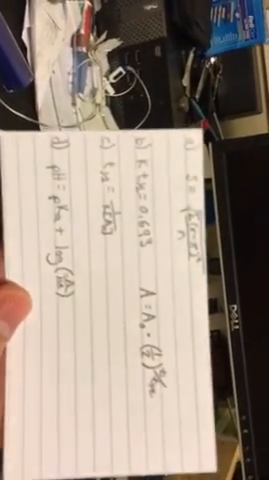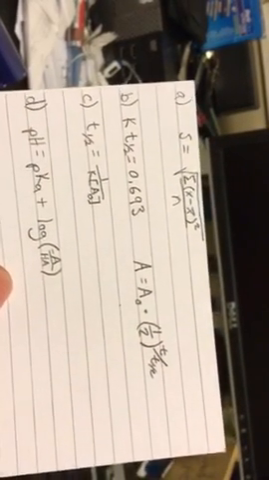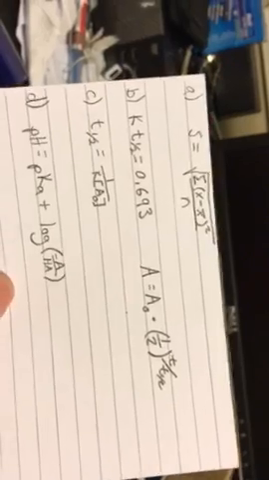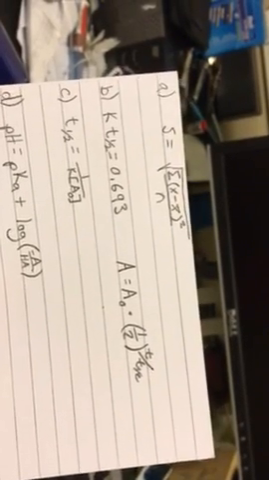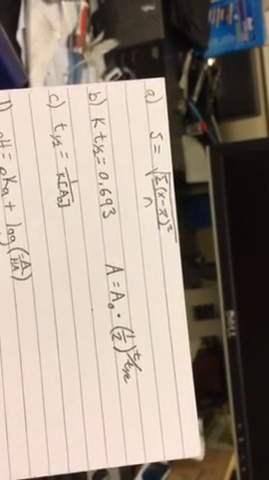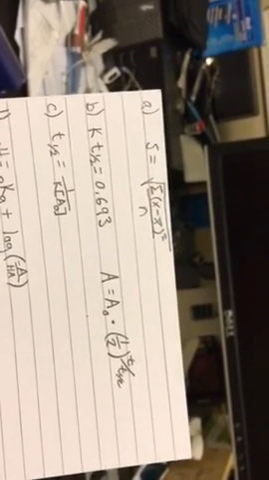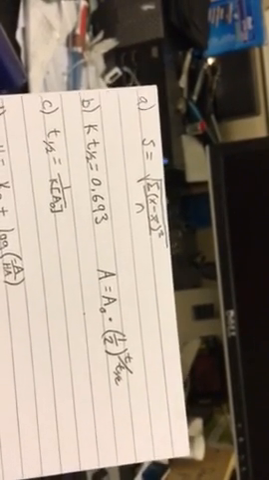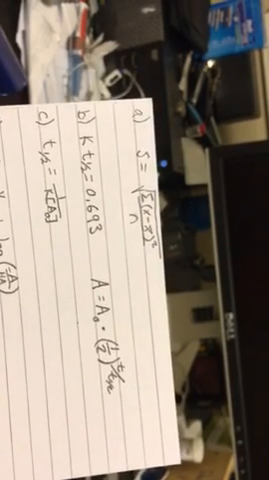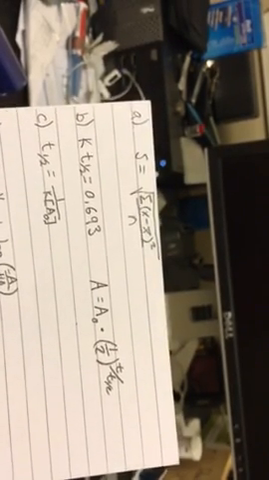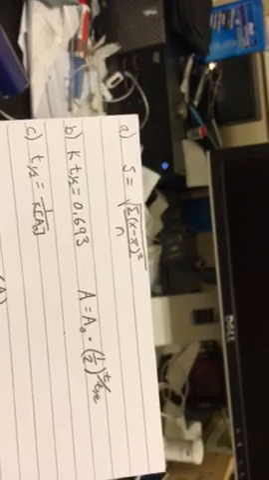Okay, next one says there's a standard deviation equation. So the standard deviation equation is S, the standard deviation, is equal to the square root of the sum of (x minus x hat, or the average) squared, all under the square root, all divided by n.